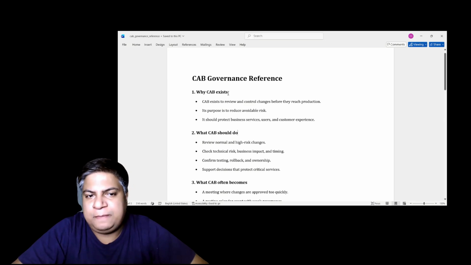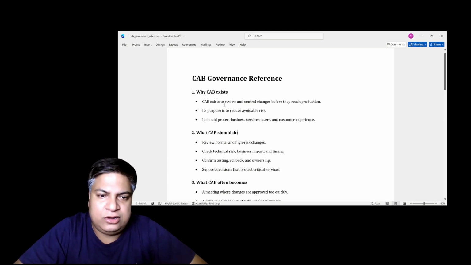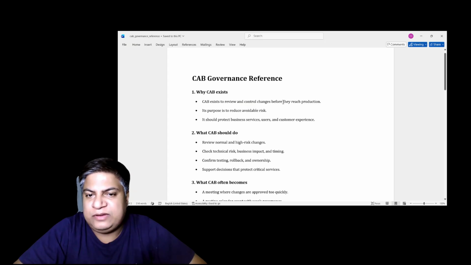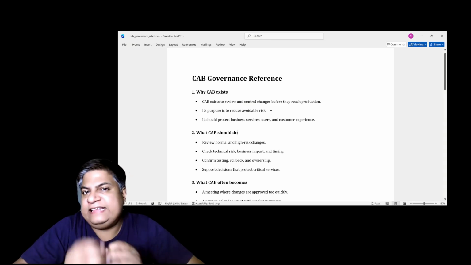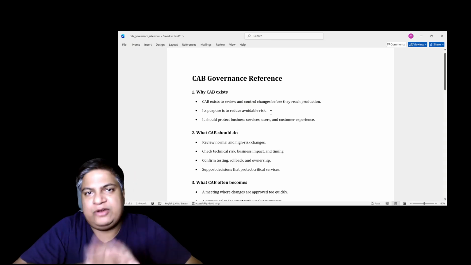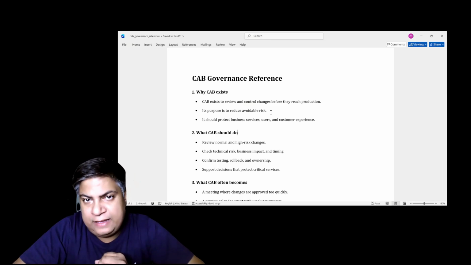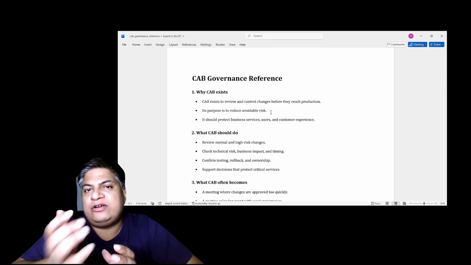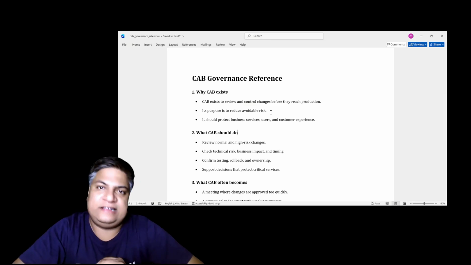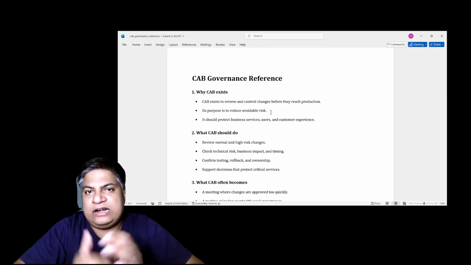I told you already. The CAB meeting is there to review and control changes before they reach production. Its purpose is to reduce avoidable risk. Yes, with every change there is a risk associated. I have given you an example. So how do we avoid or minimize that risk? It's not that every time we are going to reject the change because there is a risk, but we have to control the risk.